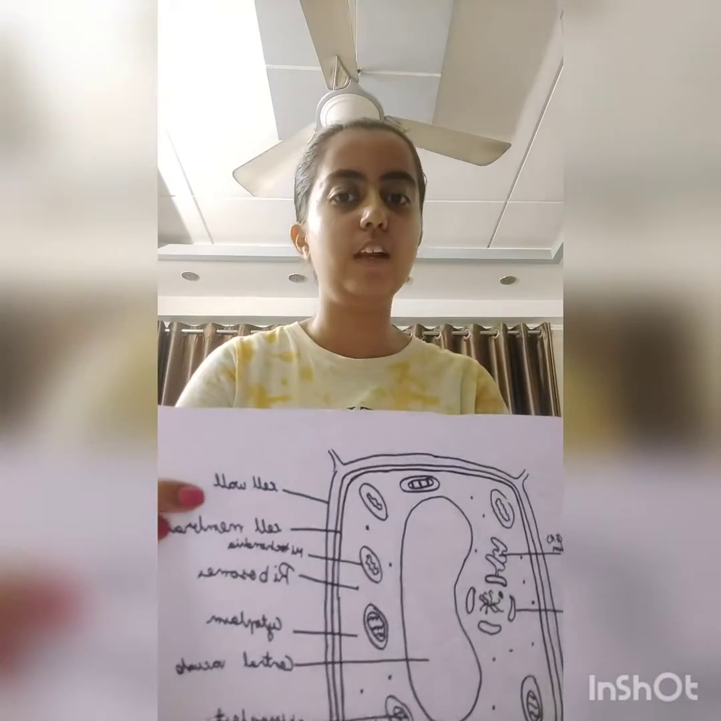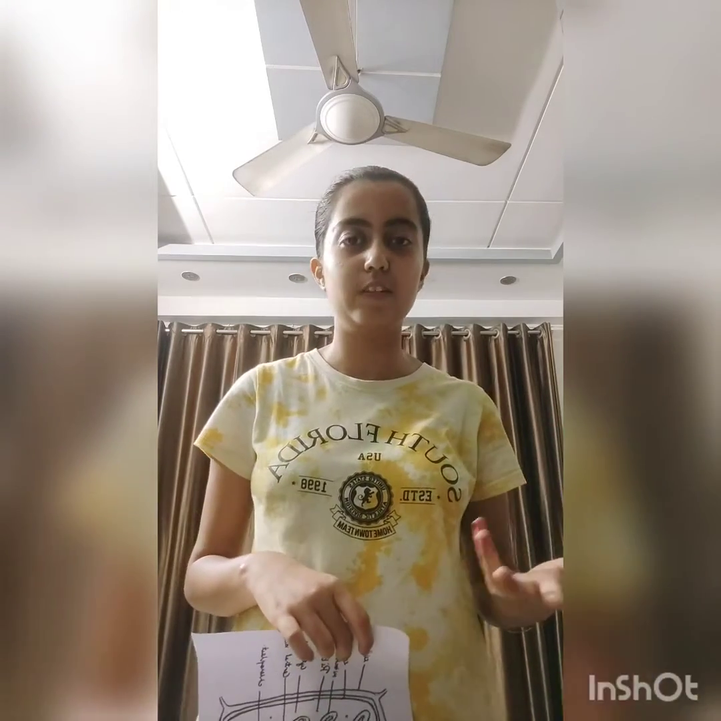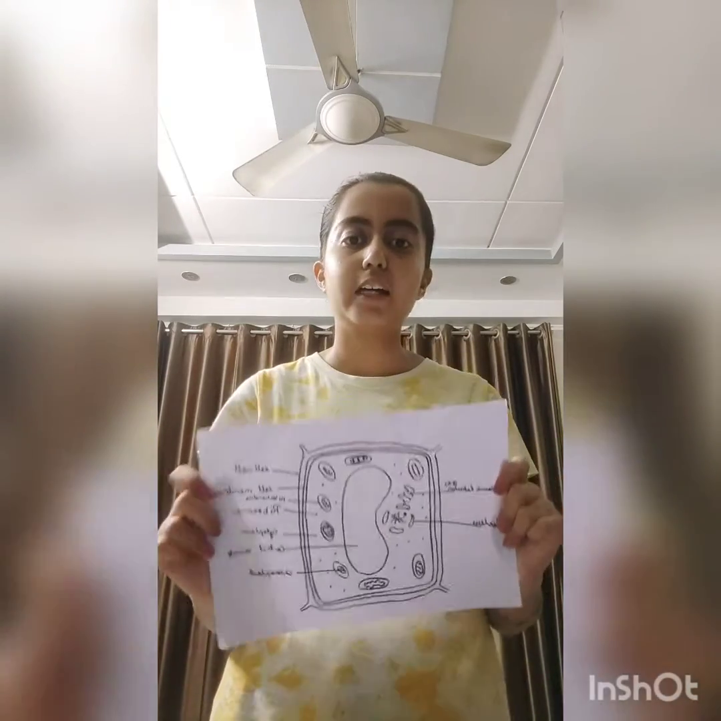So this is the cell wall, and this is the cell membrane, and this cell wall is made up of a substance known as cellulose. So what happens when this plant cell starts losing water by the process of osmosis? What is osmosis? Osmosis means the movement of water from a region of higher concentration to a region of lower concentration through a semi-permeable membrane.